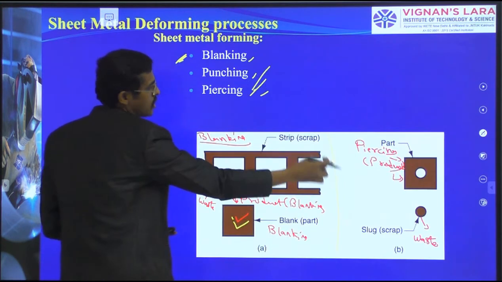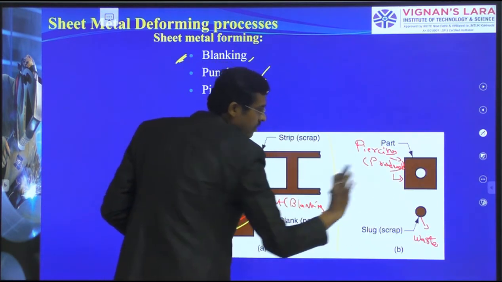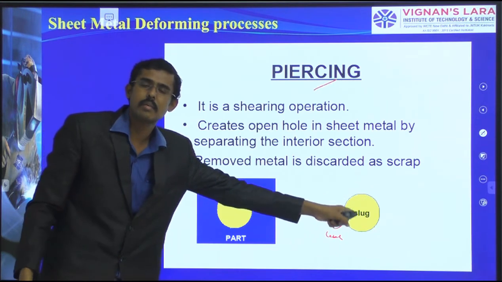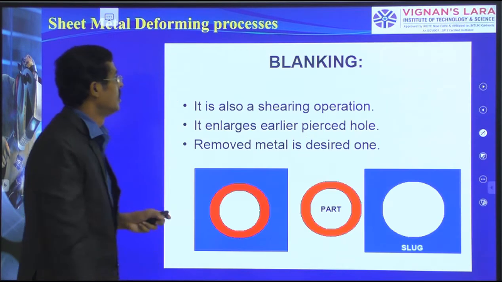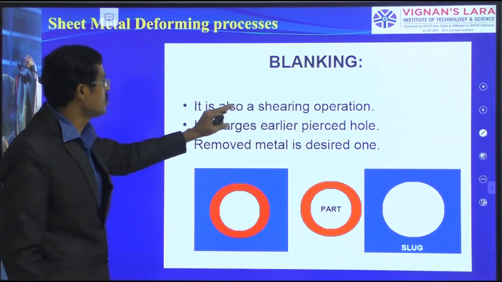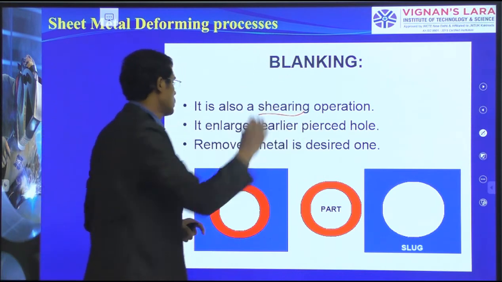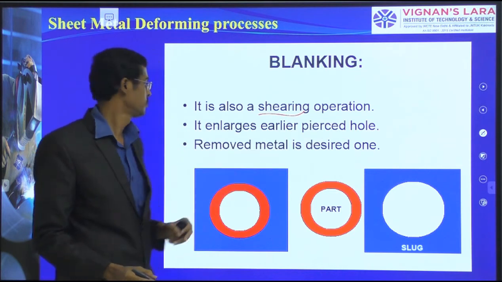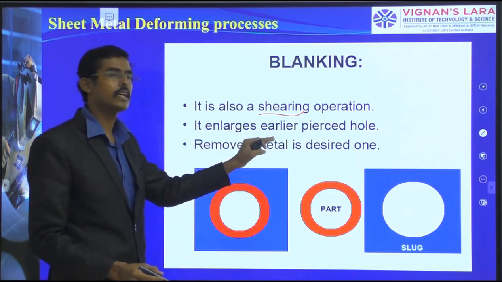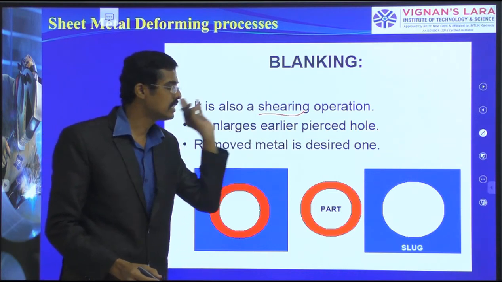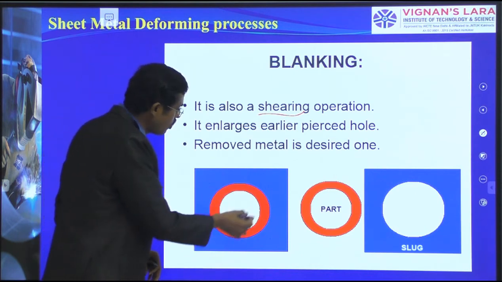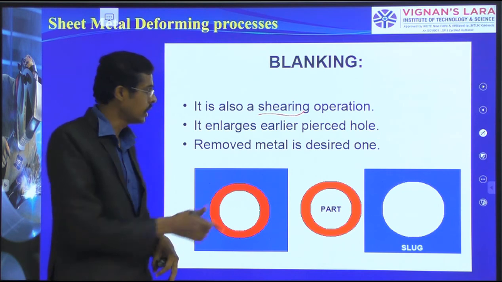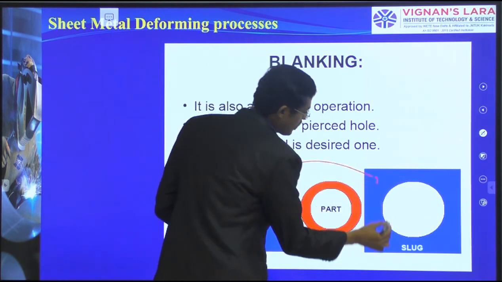So I am talking about piercing. You see, the material I have taken out is a waste material. That is what I have elaborated here. The material taken out becomes waste as a slug. Blanking is also a shearing operation. It enlarges an earlier pierced hole. The removed material is going to be the desired product. Here the material which is coming down, which is punched out, is going to be the product, and this one is kept as a waste.